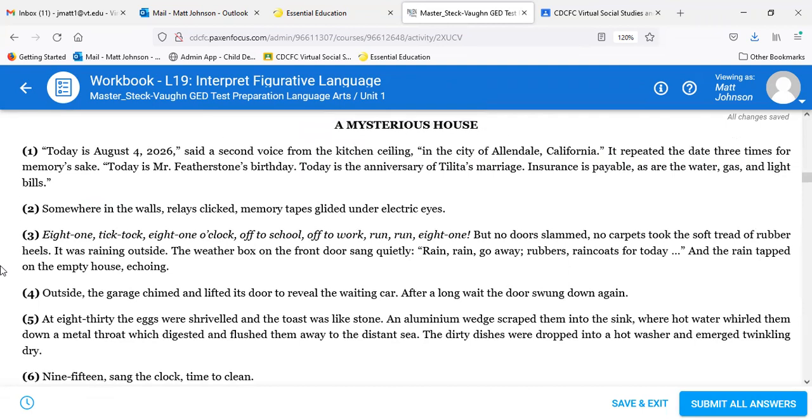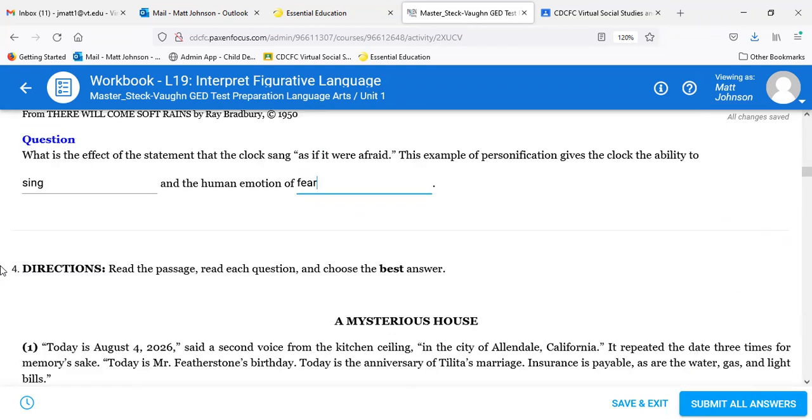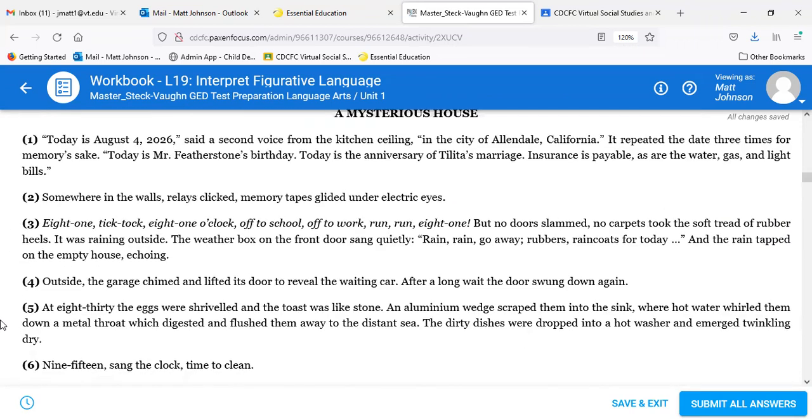And so here's the second passage from the same work from Ray Bradbury. Christiana, you want to read? Let's say you do the first 2 paragraphs.